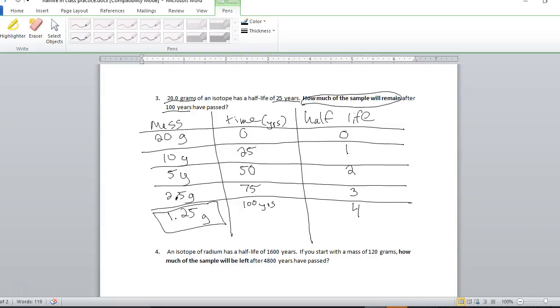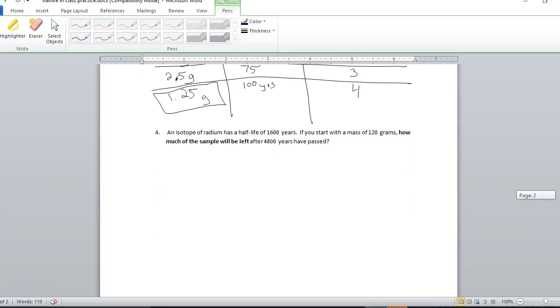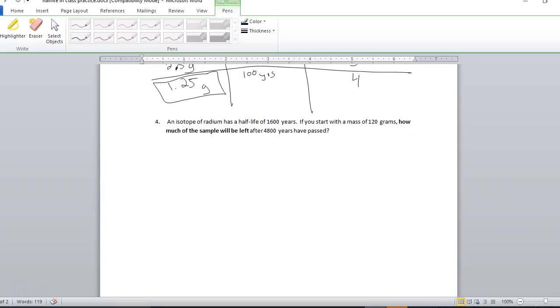So if you don't like doing the chart method, like this next one, you can do the same thing without setting up a chart. An isotope has a half-life of 1600 years. You start out with 100 grams. How much of the sample will remain after 4800 years? Okay, so how do we do this without the chart? This is the total time that has passed, 4800 years. Every 1600 years, there's a half-life that's occurred. So between these two time numbers, you can figure out how many half-lives occurred by dividing them.